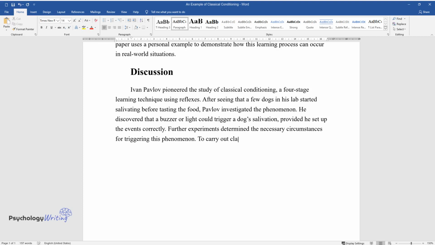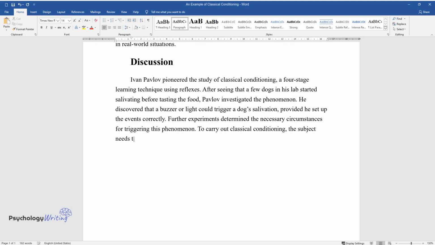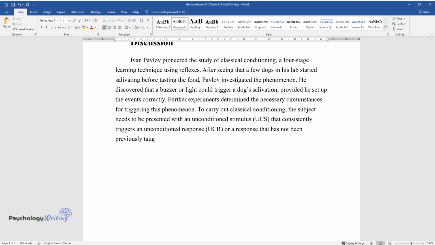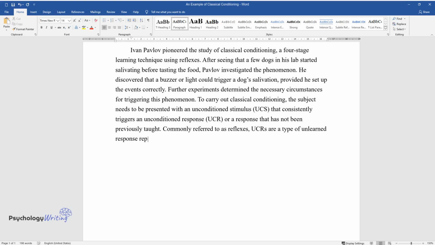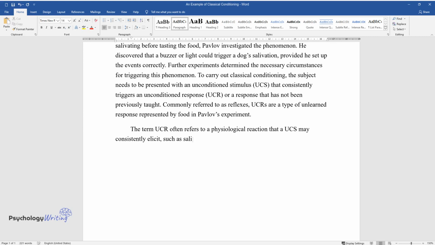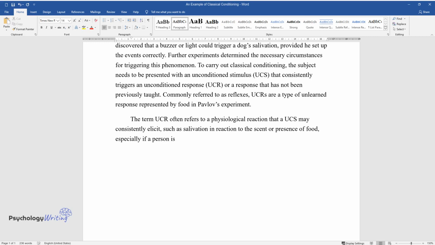To carry out classical conditioning, the subject needs to be presented with an unconditioned stimulus, UCS, that consistently triggers an unconditioned response, UCR, or a response that has not been previously taught. Commonly referred to as reflexes, UCRs are a type of unlearned response represented by food in Pavlov's experiment. The term UCR often refers to a physiological reaction that a UCS may consistently elicit, such as salivation in reaction to the scent or presence of food, especially if a person is starving, or an intense reaction to loud noise.